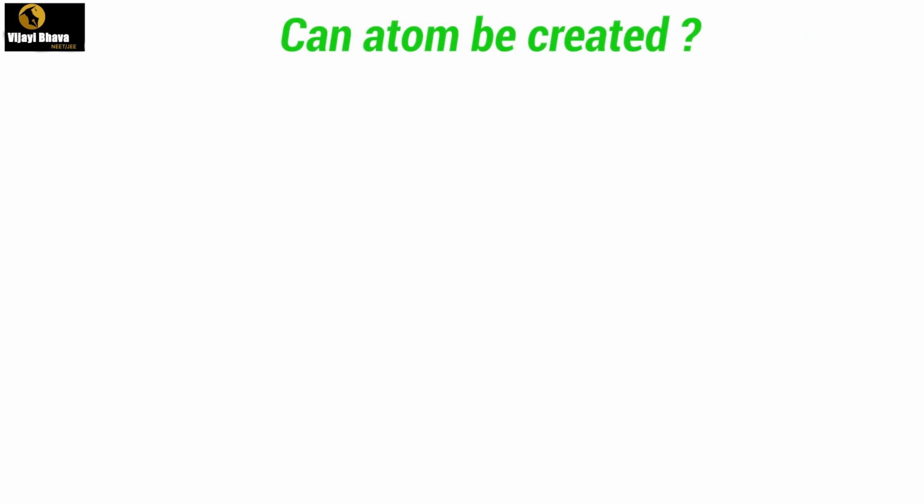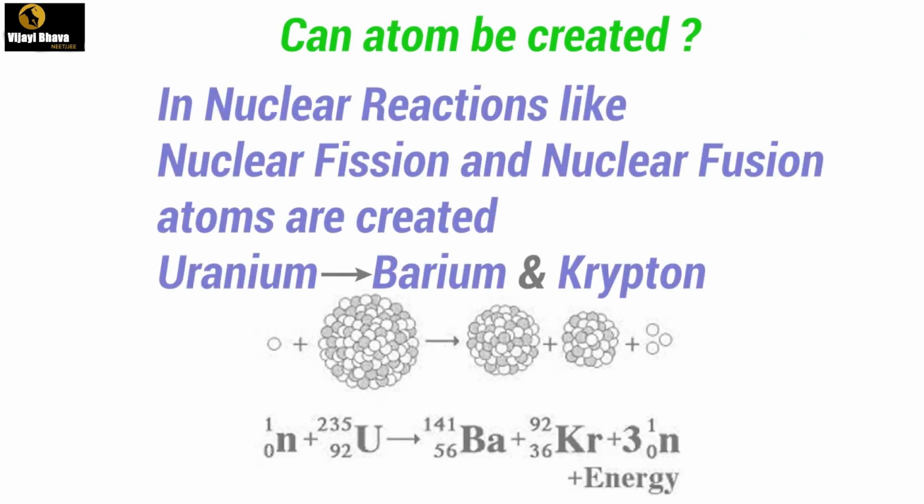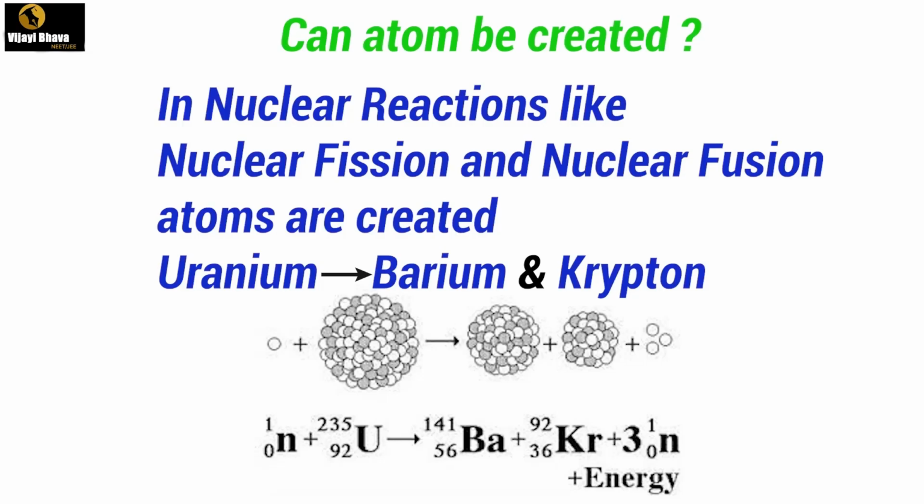Now, let us move on to another interesting topic. Can atom be created? Yes, atoms can be created. You just consider nuclear reactions like nuclear fission and nuclear fusion. In these reactions, atoms can be created. For example, nuclear fission is a reaction where a heavy nucleus is converted to lighter nuclei. Here in the given example, uranium, a heavy nucleus, is being changed to barium and krypton. So here, from uranium, barium and krypton have been created. Thus, we can conclude that atoms can be created.